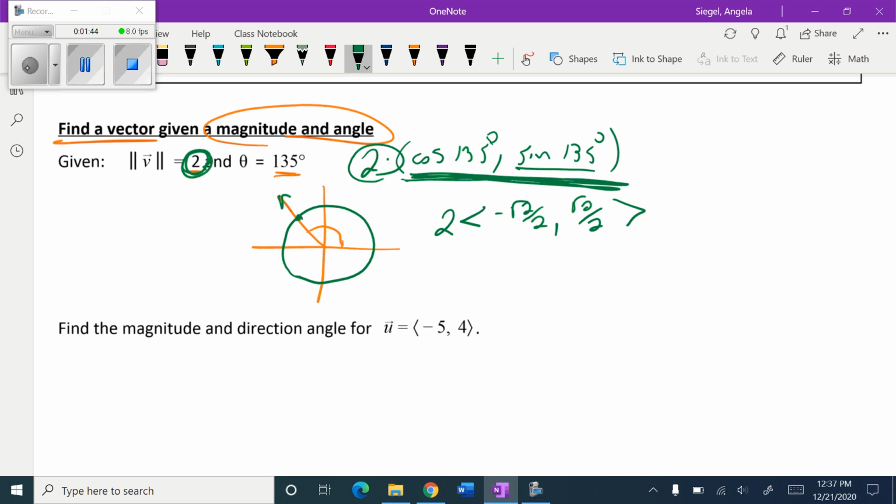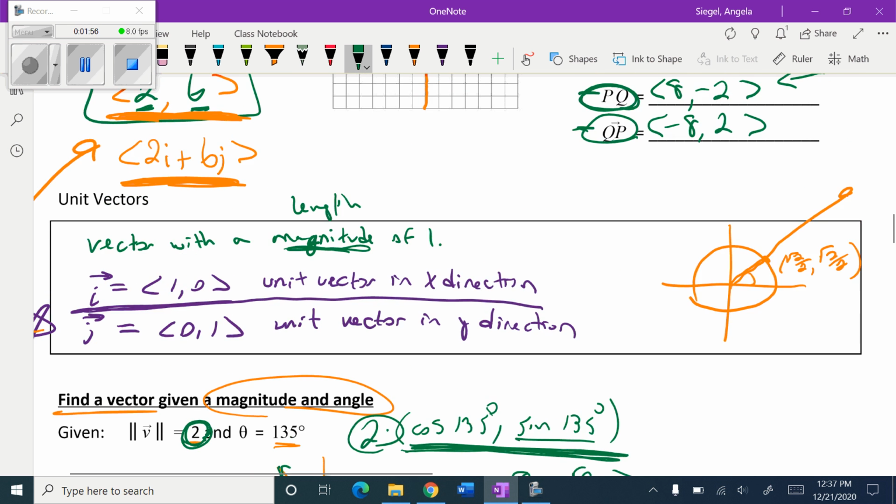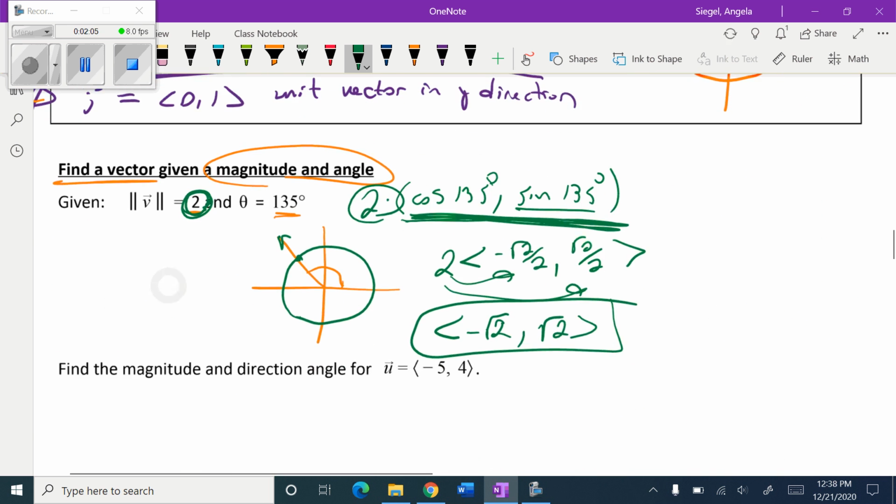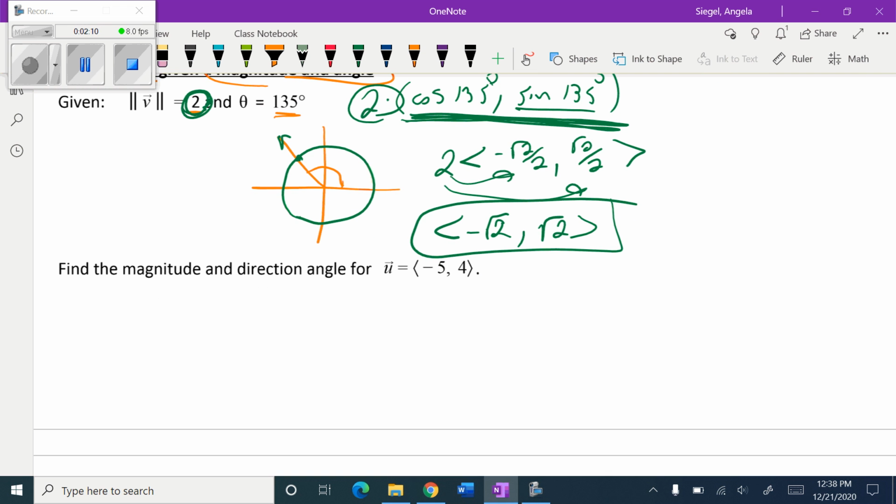Then I'm just going to distribute this 2 so that my final answer is negative square root of 2, positive square root of 2. And remember your vector, let's go back up to this PQ, that vector is your point. So you could write it like this, or you could write it in the I and J form. Either way is fine. On this one, we are going to find the magnitude, the length, and the angle when given a vector.